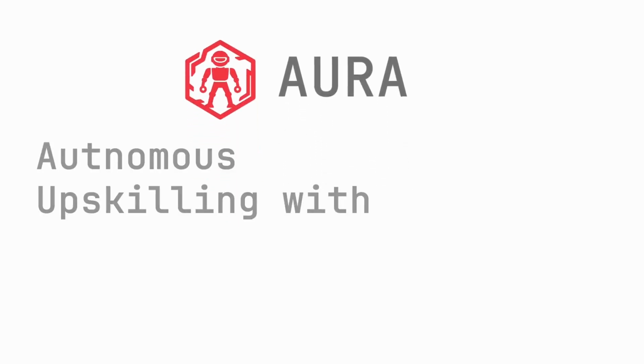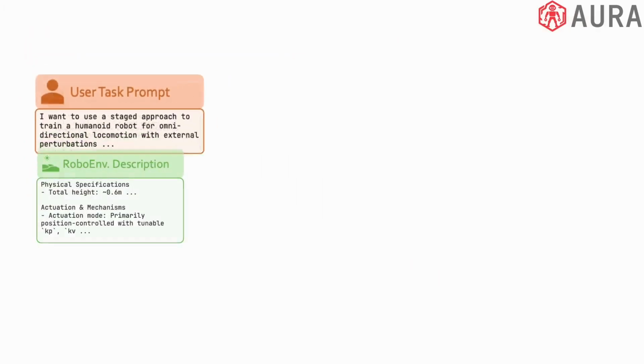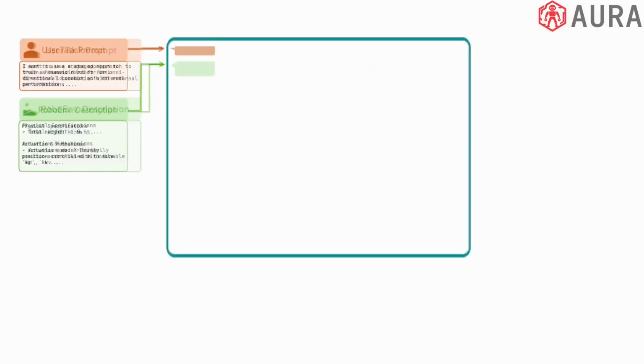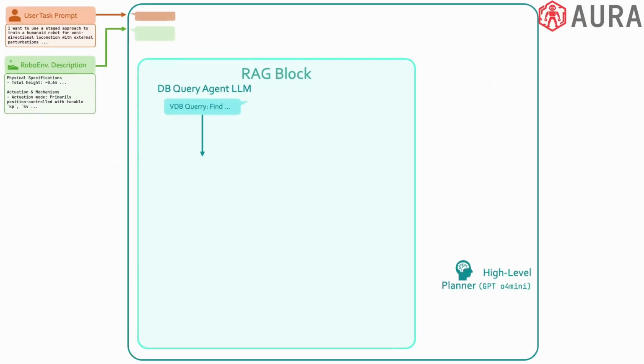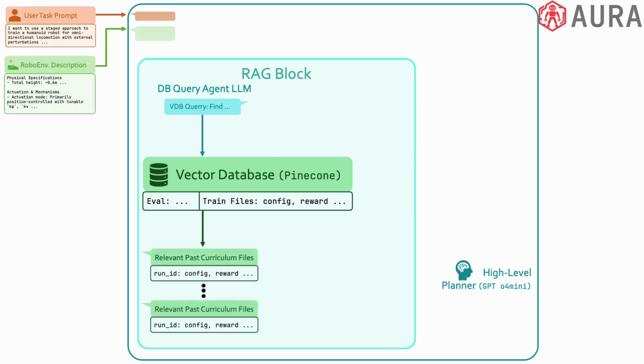This paper presents Aura, autonomous upskilling with retrieval-augmented agents. From the prompt, the Query Agent LLM creates a query to the vector database. The vector database returns a ranked set of curriculum examples that match the intent and structure of the current user prompt, which returns multiple curriculum files based on the vector similarity.